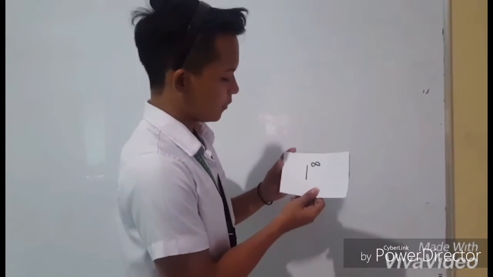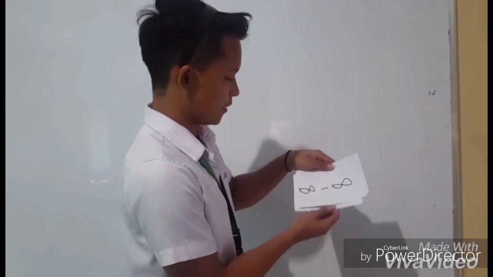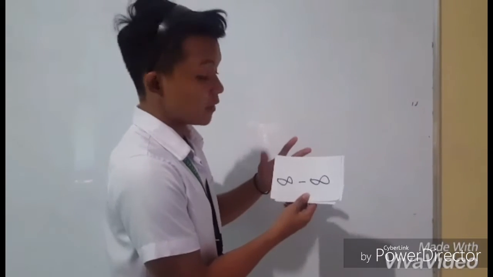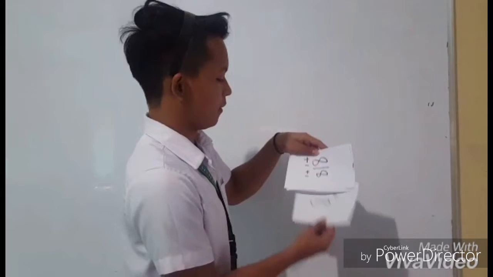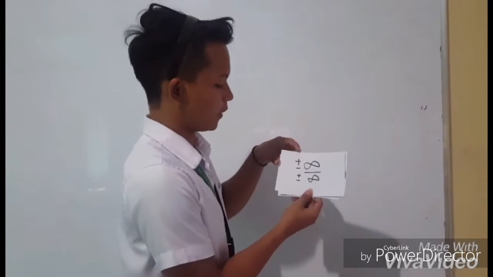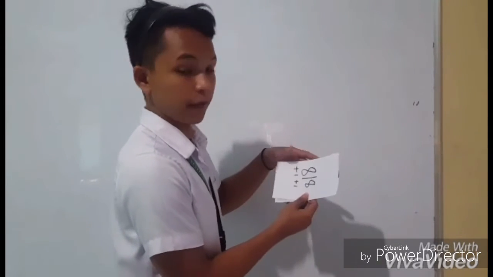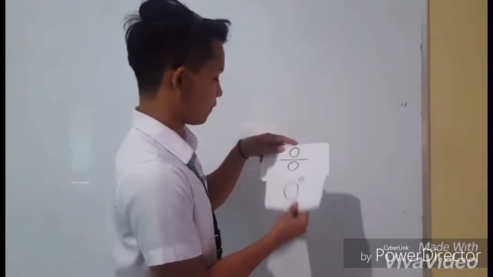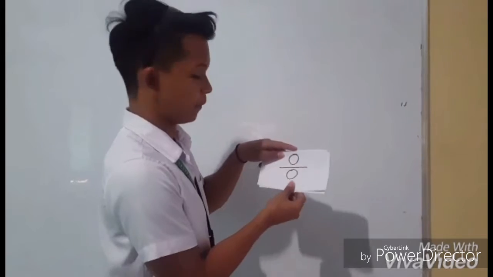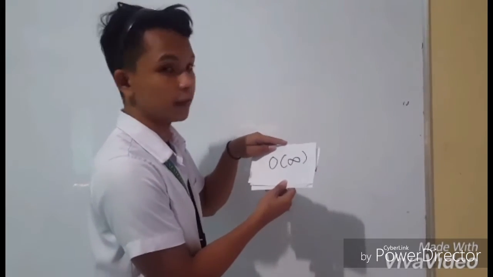First, 1 to the power of infinity. Second, infinity minus infinity. Third, infinity to the power of 0. And fourth, positive or negative infinity over positive or negative infinity. Fifth, 0 to the power of 0. And 0 over 0. And 0 times infinity.